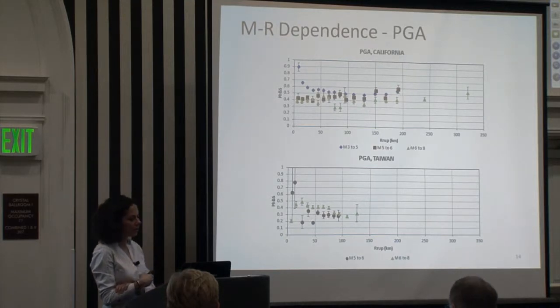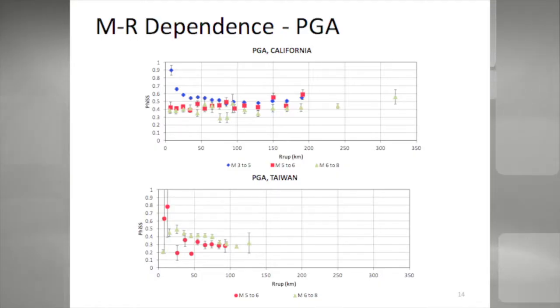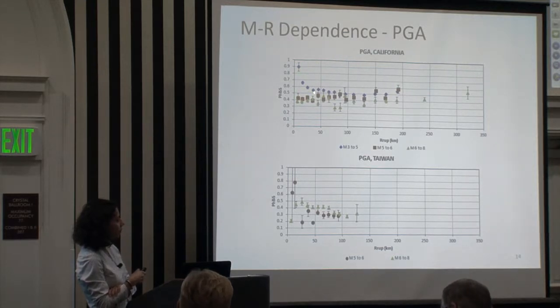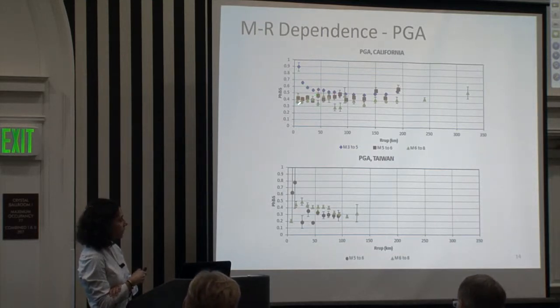Now, let's look at the magnitude and distance dependence. So we group the data in different magnitude bins and distance bins. And this is PGA, California only. In blue is the magnitude 3 to 5, red is 5 to 6, and green is 6 to 8. And one obvious thing to notice here is how the FESS jumps up for the small magnitude at short distance. This sort of behavior, I don't see it with magnitude 5 to 6 and 6 to 8.